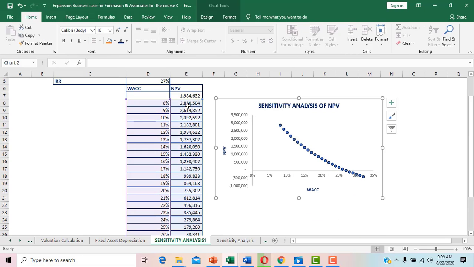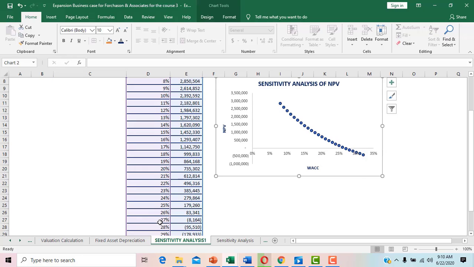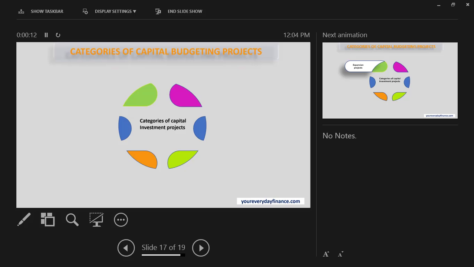From the graph and from our table, we can easily realize that our net present value keeps on decreasing as our weighted average cost of capital increases. This happens right up until where we have a weighted average cost of capital of 27%. At this stage, we realize that our project is not going to be profitable.